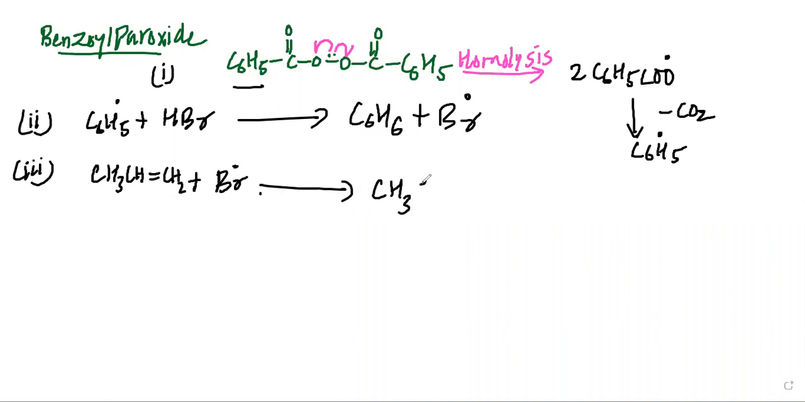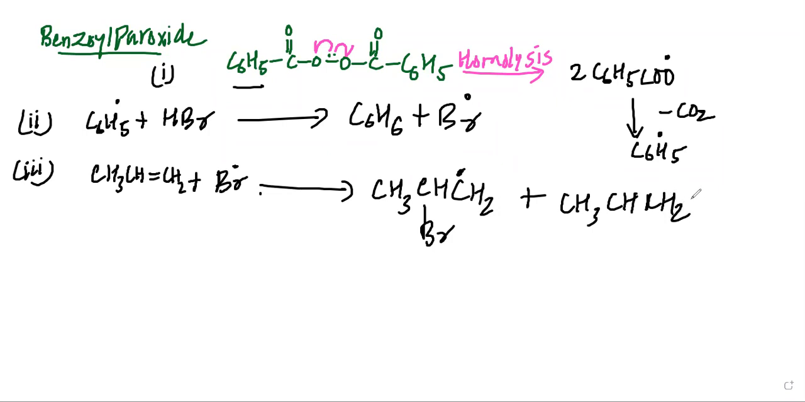free radical. We may get CH3CHBrCH2 free radical, and my dear students, we may get CH3CHCH2Br free radical. So when Br combines with the carbon bonded to the double bond, two different carbons which are bonded with each other with the double bond, we may get two different kinds of free radicals. Now you can see that this is the free radical which is primary free radical.